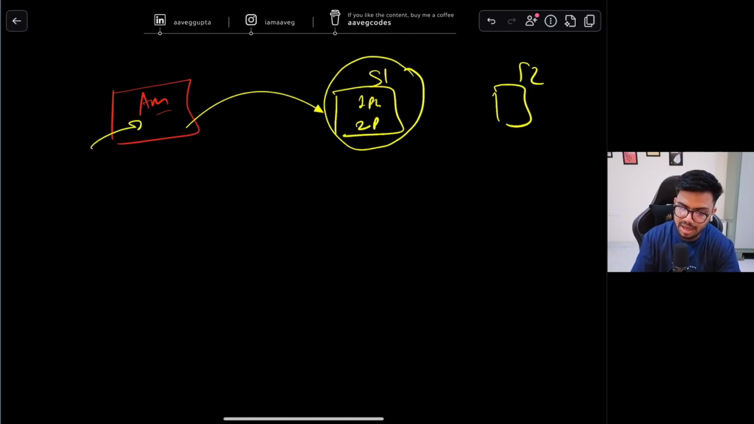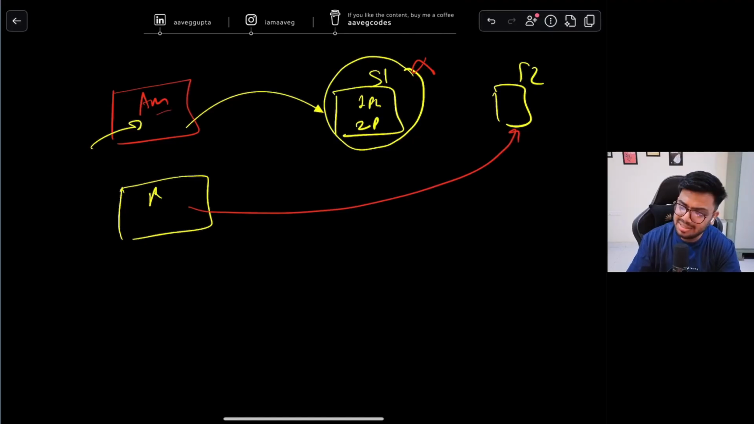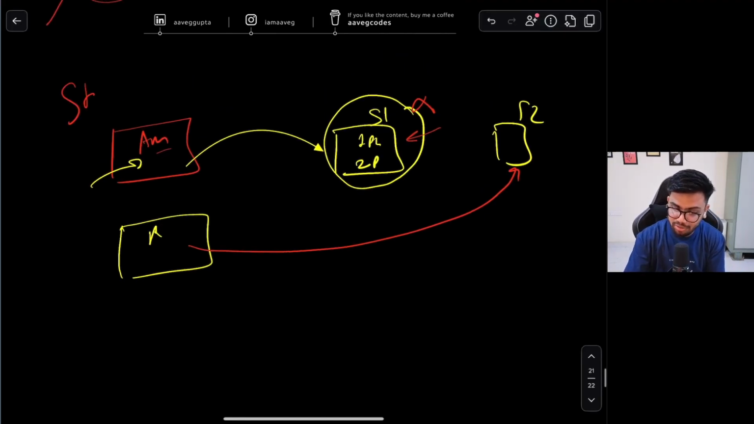Now what happens? Another day you open Amazon, you log in with your account, but for some reason this server is not available. Your request goes to another server. But this server is not even aware what exactly you added yesterday, because this information is actually where? This information is actually in server one. So this is a scenario of stateful.